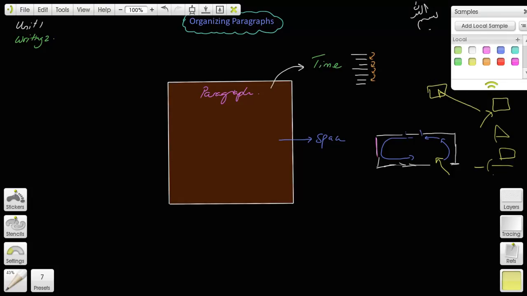So paragraphs can be organized according to space. Another example of this is somebody describing a person, for example, from head to toe. They had big hair, and they had a long nose, and they had hands and long legs, etc. So this is an organized way of describing things based on space and geography, so to speak.